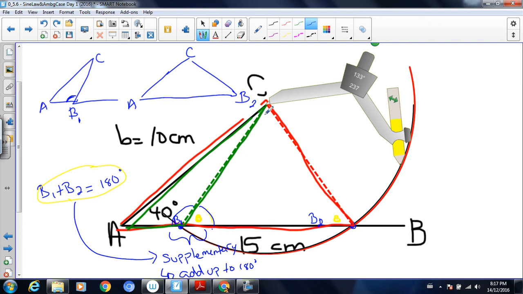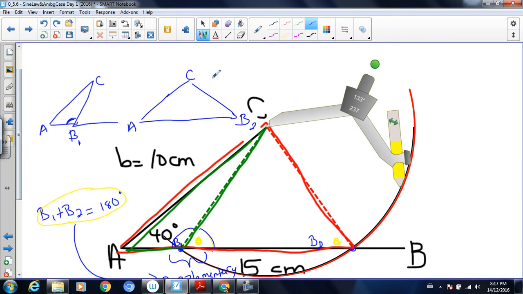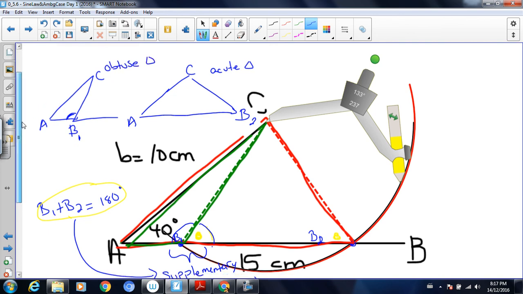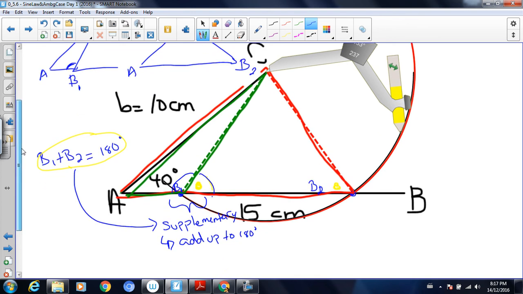This is greater than 90 degrees. The red one, you will not have angles greater than 90 degrees. That's why this is called your acute triangle, and this is called your obtuse triangle. This is all posted on Edmodo for you guys.